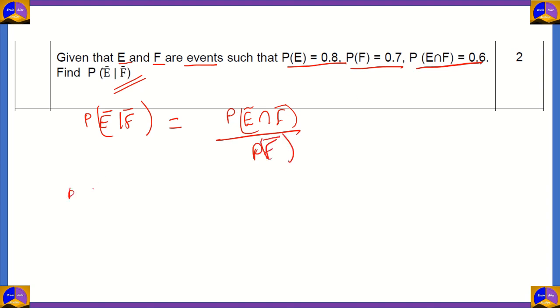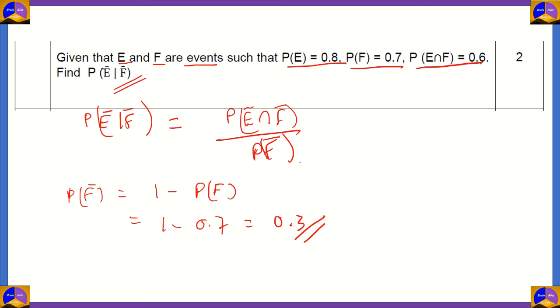Now, P of F bar is easy to find. It's just 1 minus P of F. P of not occurring is 1 minus P of occurring. So that'll be 1 minus 0.7, that is equal to 0.3. P of F bar is equal to 0.3.